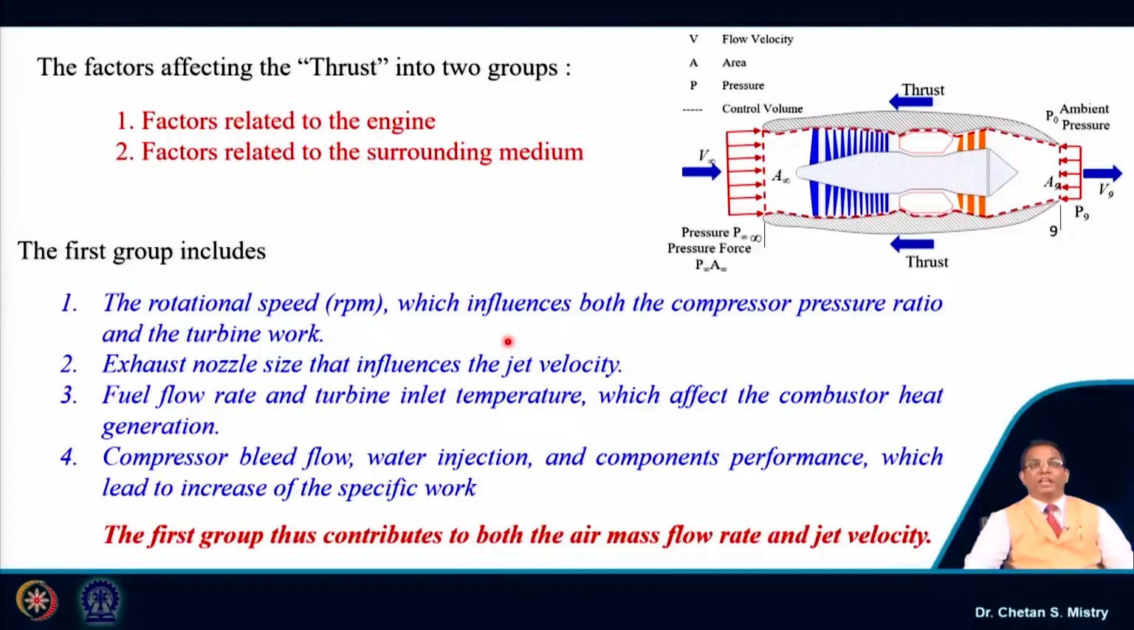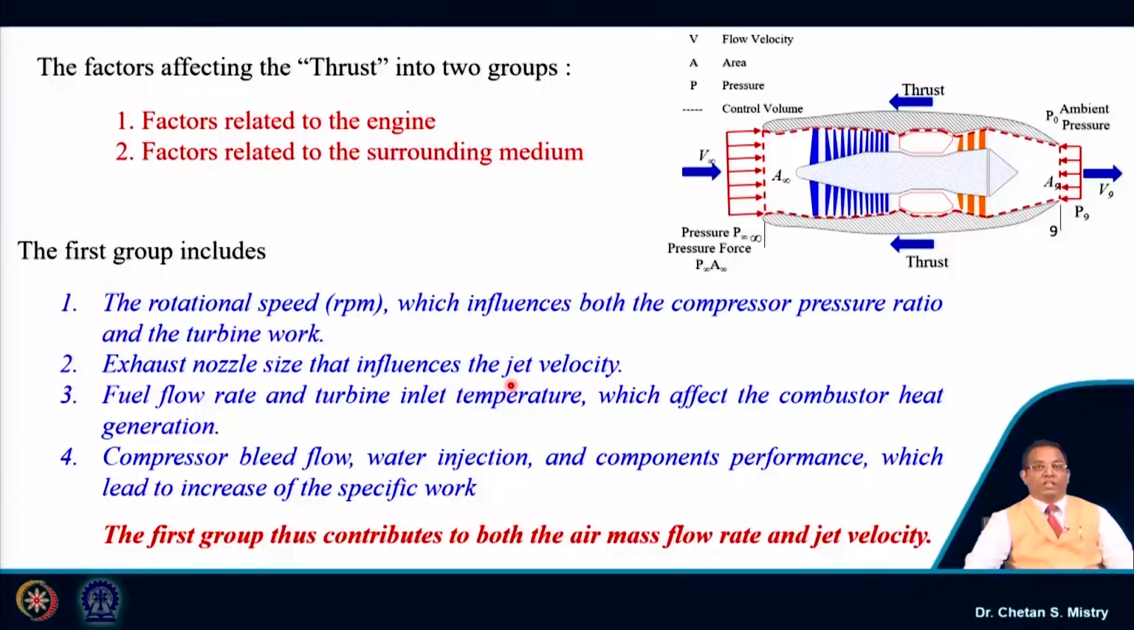Second parameter is my exhaust nozzle size, which influences our jet velocity. The amount of fuel we are adding directly increases the energy contained, and that is how my turbine entry temperature will be increasing. Now, compressor bleed, water injection and component performance will also have an effect. If we look carefully, these engine parameters mainly affect my air flow rate and the jet velocity.